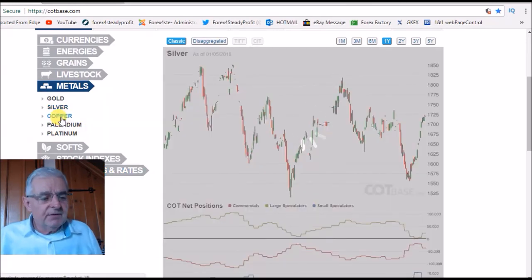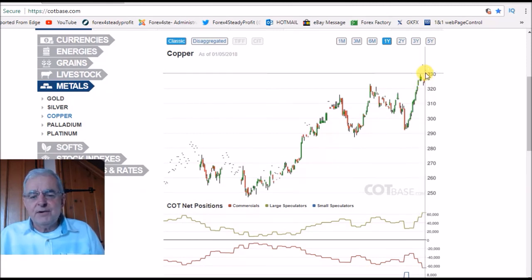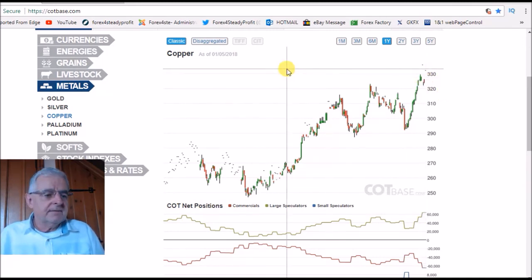The copper is quite interesting. I don't know if anybody can trade that. We have got an extreme bearish position by the commercials, and we've got quite a high price on copper. I have got it on one of my brokers to have a look at, but I really think that would be a good short back down.